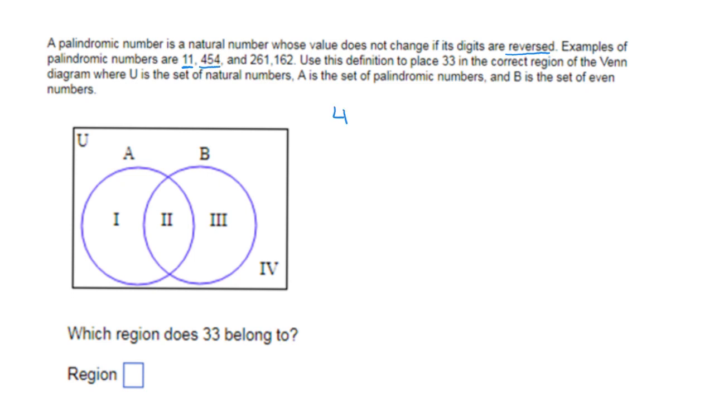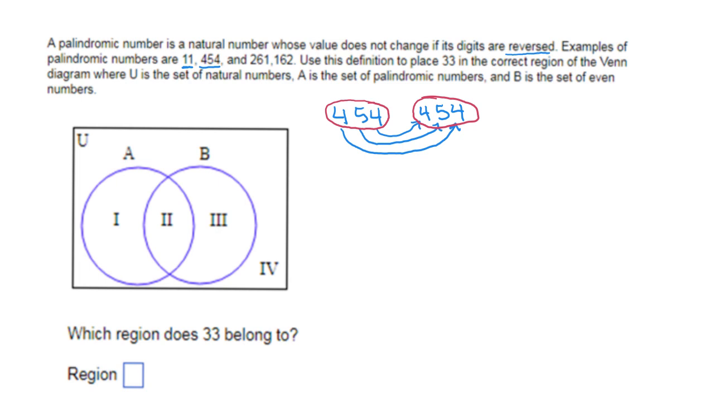454, let me just give you an example. So this is 454. If I take this last 4 and make it the first digit, and I take the 5 and make it the second digit, and I take the first 4 and make it the last number, you will see that I have identical numbers. I started out with 454 and I ended up with 454. So that's what they mean by reversing the numbers. So reversing the numbers and getting the same result gives you a palindromic number. It says, use this definition to place the number 33 in the correct region of the Venn diagram.